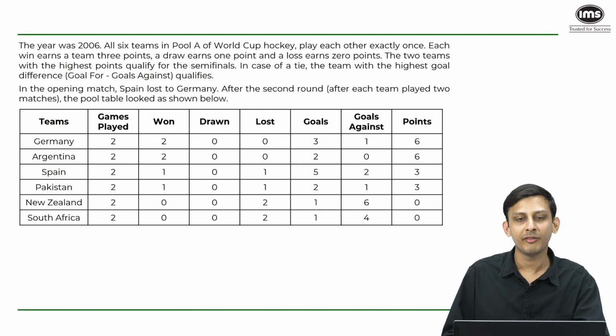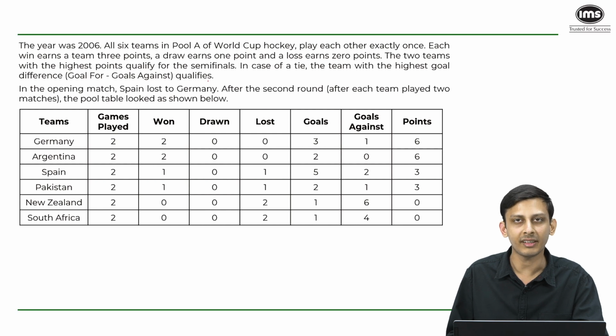Okay, this set, we have a games and tournament set, a round robin set, which of course is pretty important for the CAT. So let's take a look at it. The year was 2006. All the 6 teams in Pool A of World Cup Hockey play each other exactly once. Each win earns a team 3 points, a draw earns 1 point, and a loss earns 0 points. The 2 teams with the highest points qualify for the semi-finals. In case of a tie, the team with the highest goal difference, which is goals for minus goals against, qualifies.